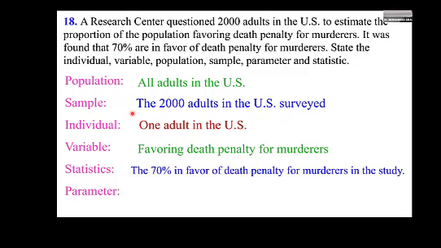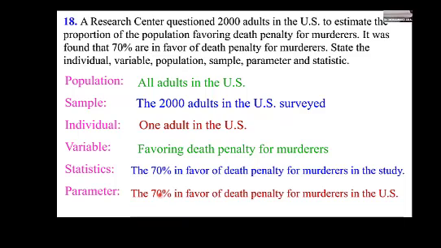Statistic: this is the number that pertains to those 2,000, 70% in favor. The parameter is not given. I want you to know that. This question may not be asked. So the parameter is not given. However, if the question is asking you for that, then you use the statistic for that because you are assuming this will pertain. But please understand, this is not given.